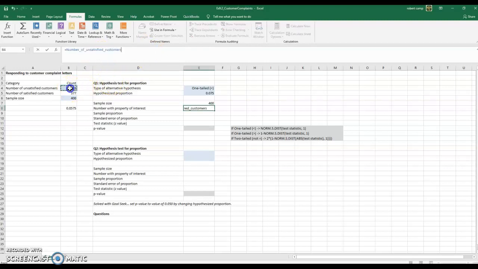B4, this will be our number of unsatisfied customers, that's our property of interest. So our sample proportion is going to be our number of unsatisfied customers divided by our sample size.